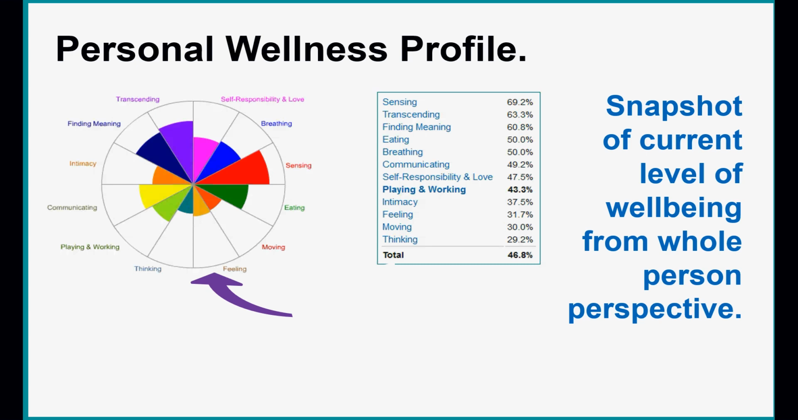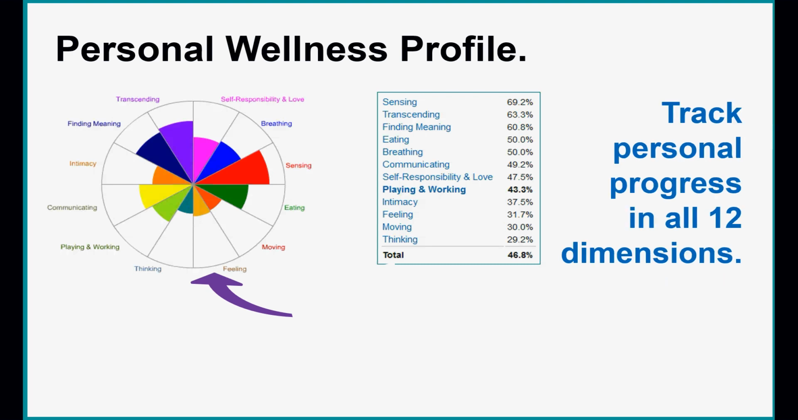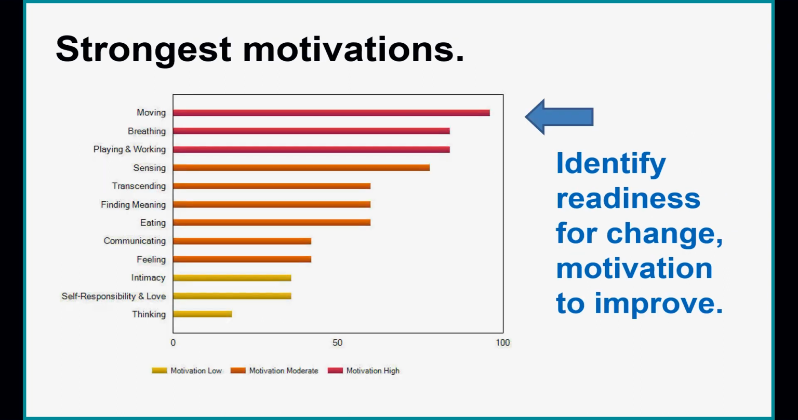So again, we're beginning to get a picture: am I firing on all 12 cylinders? Where am I strong? What are some of the areas I'm challenged? And there are many reasons why things could be challenged. It could be stressors. It could be that those are not areas that have really been developed, or something that even comes from cultural background or family background. And one of the beauties of the program is that you're able to track your personal progress throughout the year in all 12 dimensions.